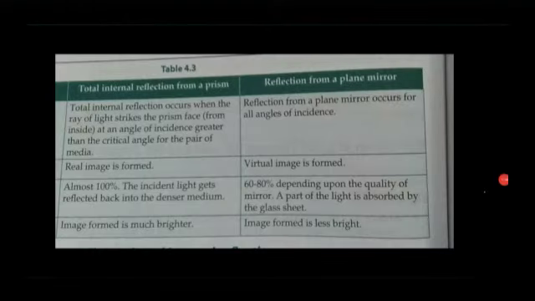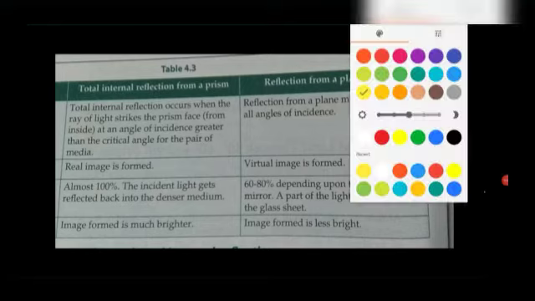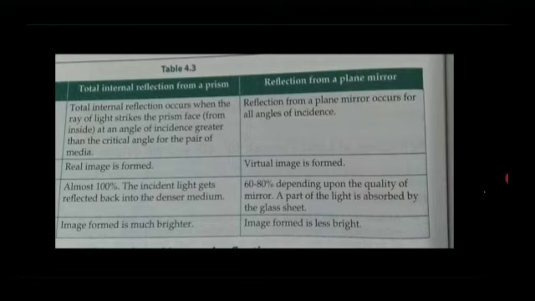Now many people have a question: what is the difference between a total internal reflection from a prism and normal reflection? So I'll show you the differences now. Here I have made a chart. As you can see, this is nothing but a chart of the differences. The first difference is that total internal reflection occurs when a ray of light strikes the prism face at an angle of incidence greater than the critical angle. Reflection occurs for all angles of incidence.